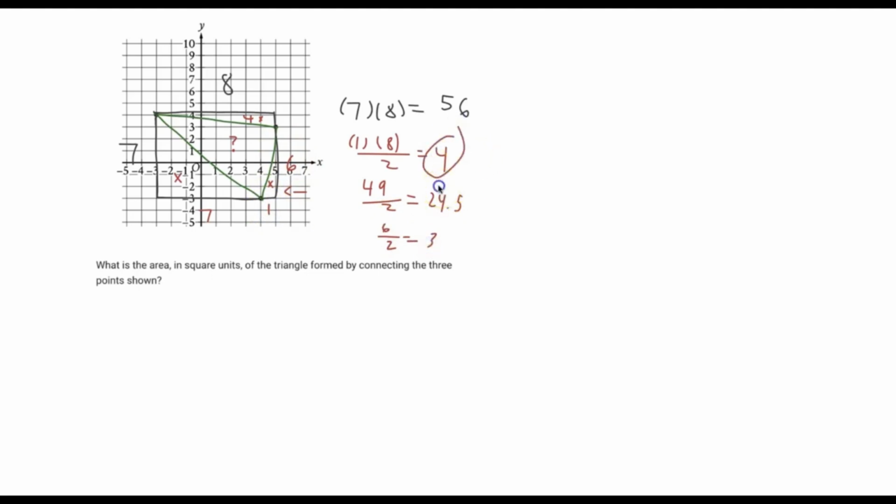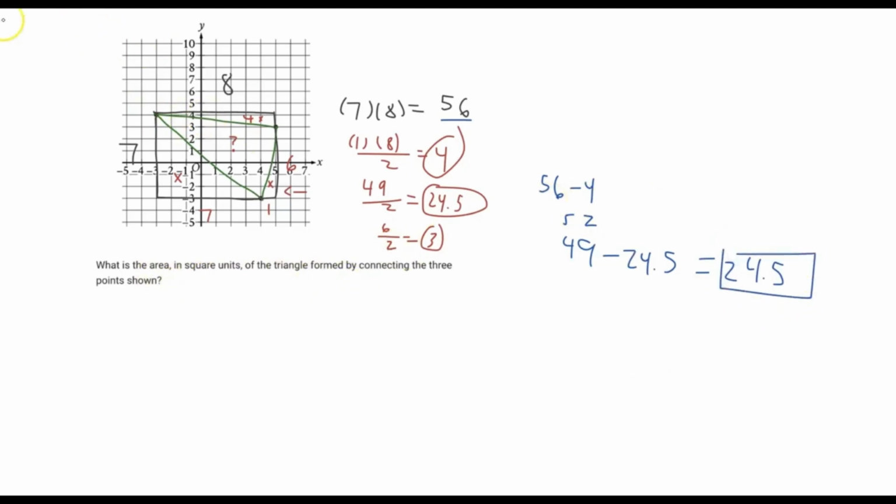So these are the different areas of the external parts that we want to subtract away from 56. So 56 subtract 4 is 52. 52 subtract 3 is going to give us 49. And then 49 subtract 24.5 will give us a final answer of 24.5. And therefore, our answer for the area in square units of the triangle is 24.5.